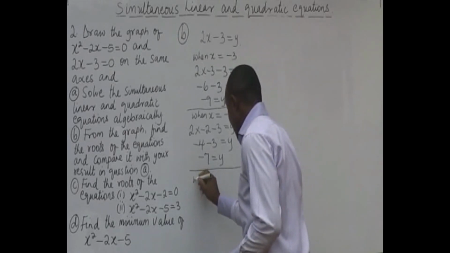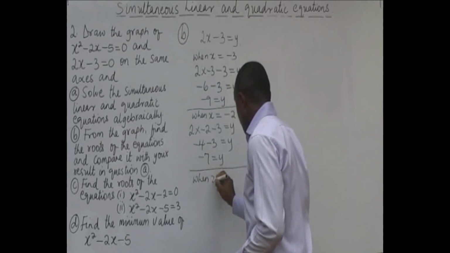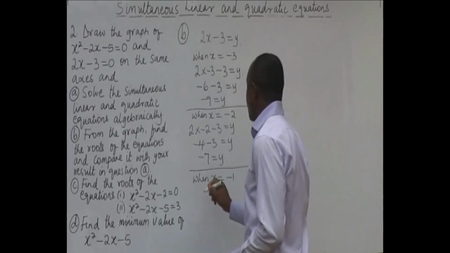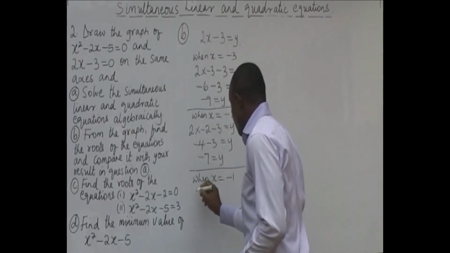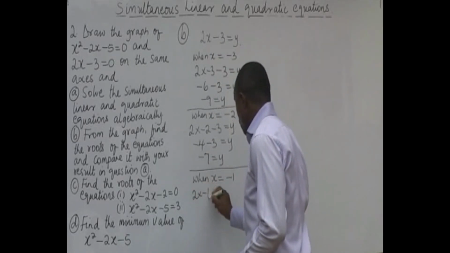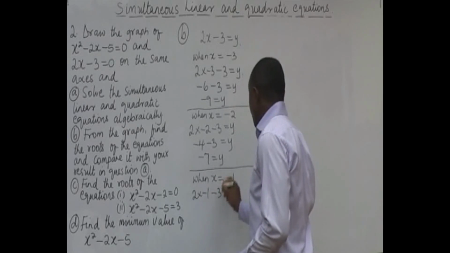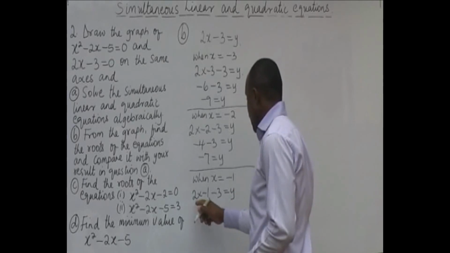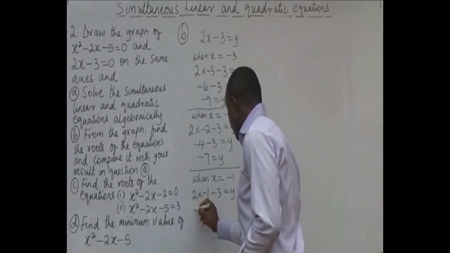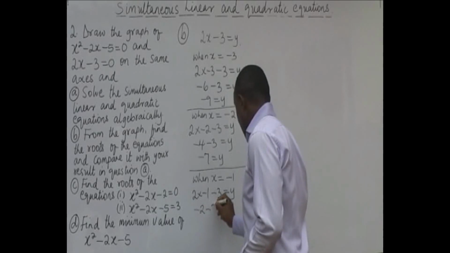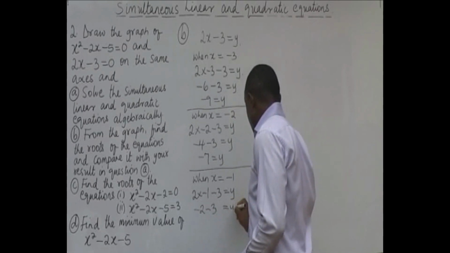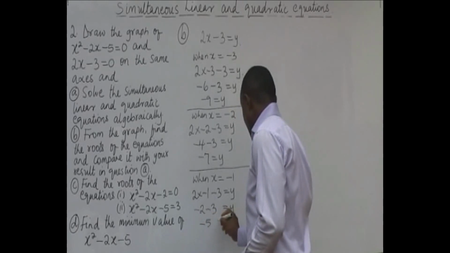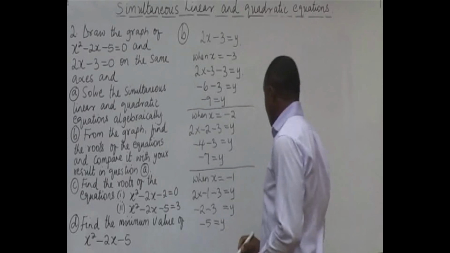The next is when x is minus 1. Use minus 1 to replace x. 2x becomes 2 times minus 1. Then bring down minus 3 is equal to the value of y. 2 times minus 1 is minus 2. Then minus 3, that's the value of y. Minus 2 minus 3 is minus 5. That means that the value of y is minus 5.